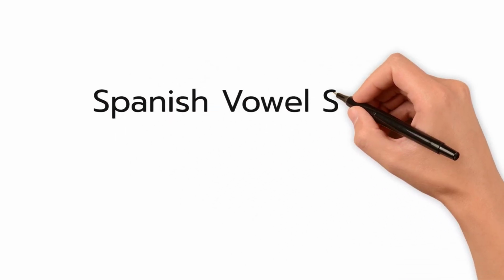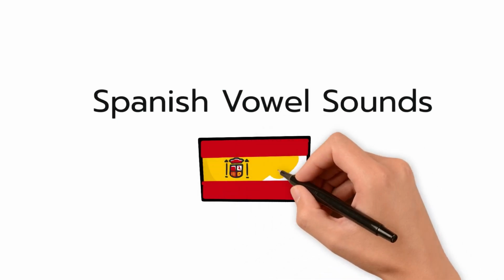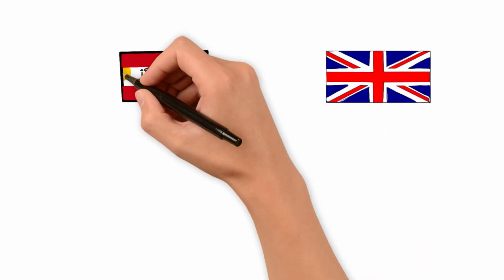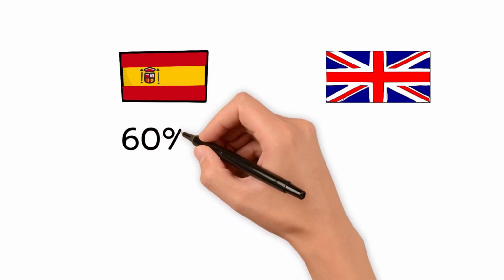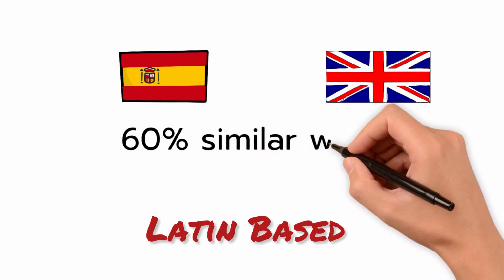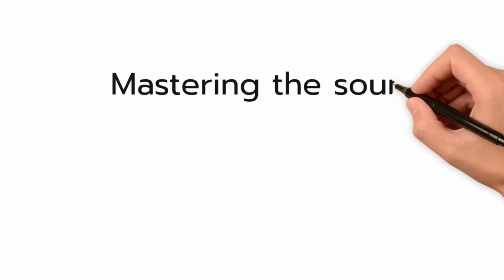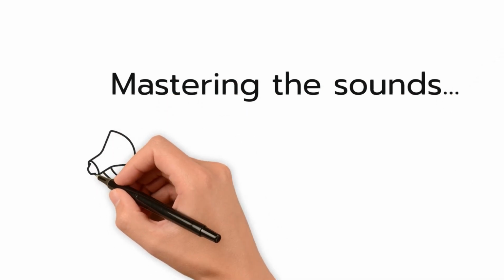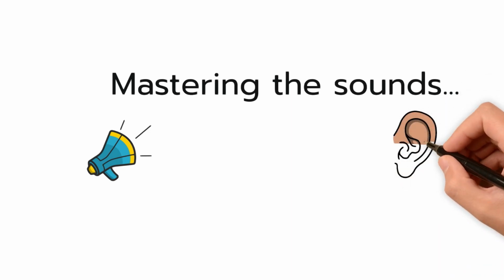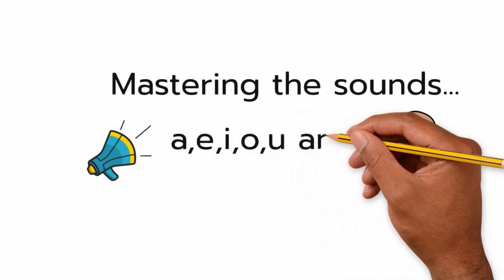Today, we're going to talk about the Spanish vowel sounds. One good thing in your favor is that Spanish and English have about 60% of the words in common. Spanish being a Latin-based language, English being a Germanic-based language, but believe it or not, English has a lot of Latin-based words. Now, the key to doing this is mastering the sounds. This is going to help you being understood, and it's also going to help you to understand. Those sounds are A, E, I, O, U, and Y, which is also E.